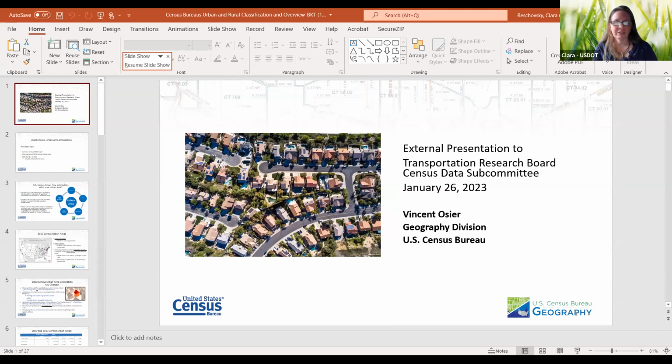He was involved in the delineation of the Census Bureau's urban areas for the 2000 census and was responsible for the delineation of 2010 census and the 2020 census urban areas. Vince is also the U.S. representative on the United Nations Expert Group on the integration of statistical and geospatial information.